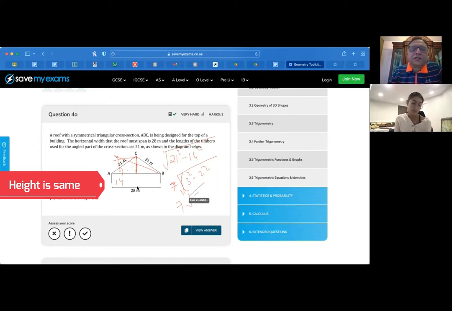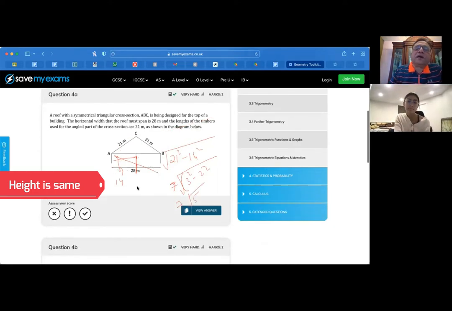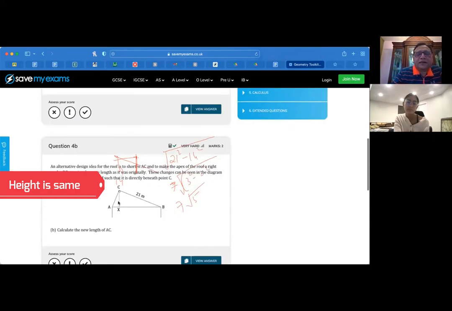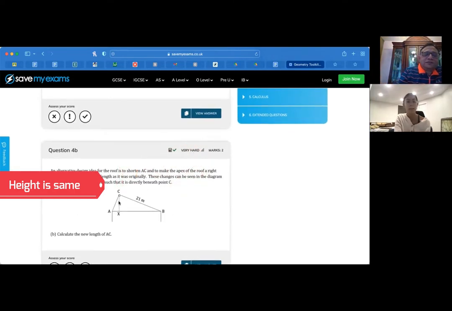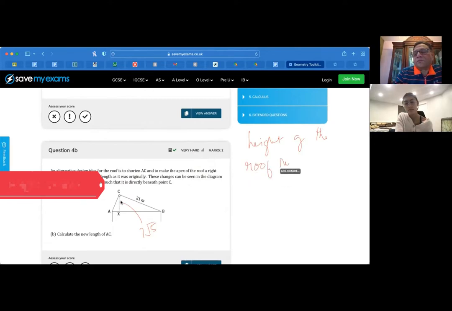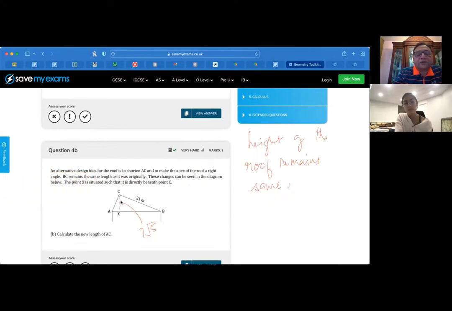7 root 5. So let's get back to the question. We'll put 7 root 5 as the height because it is connected with the previous question, correct? This height is 7 root 5 as we calculated just now, because the height remains the same. Now we know the height, and you can calculate AC. You could use many different ways.